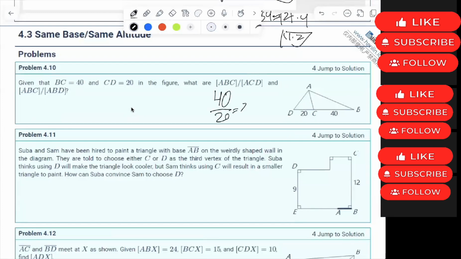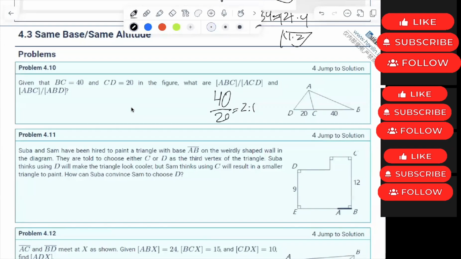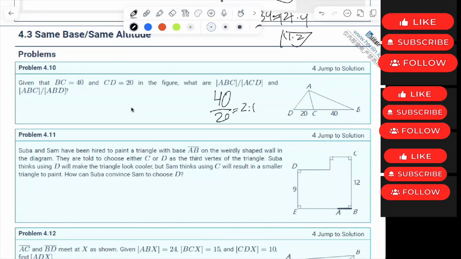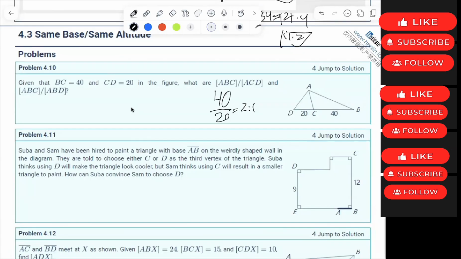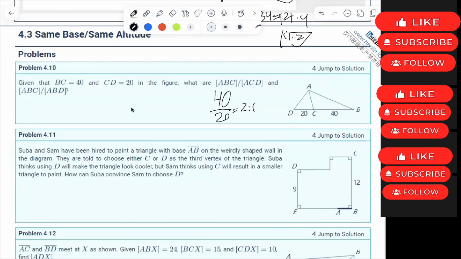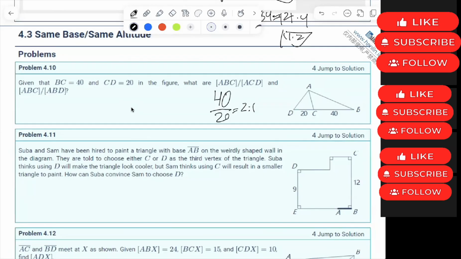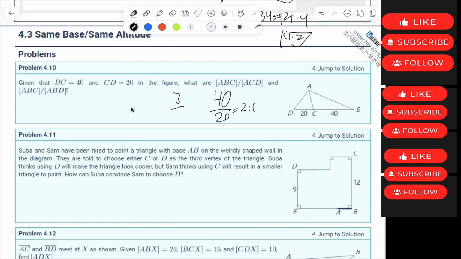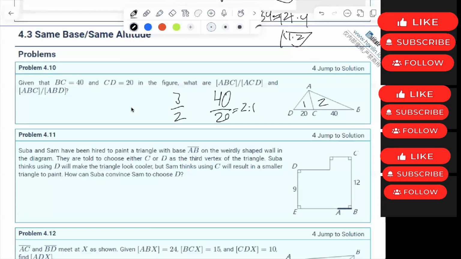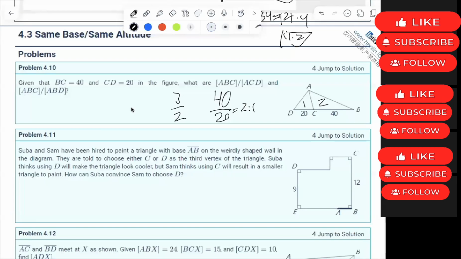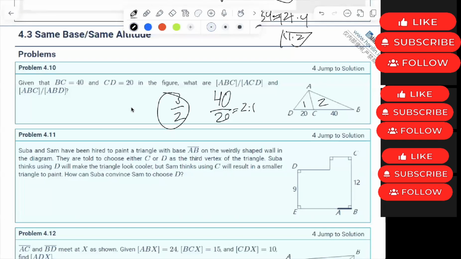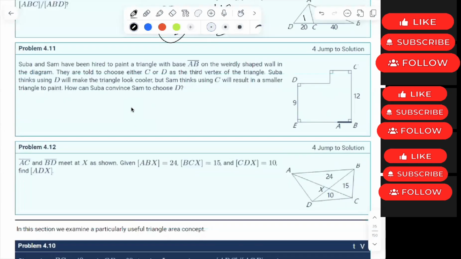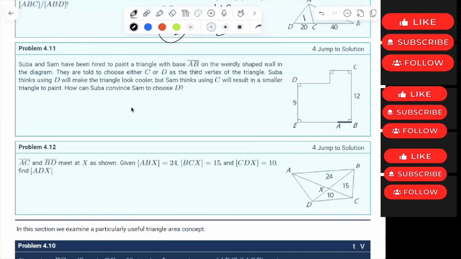20 or 2 to 1. Now ABC to ABD, well, since ABC is 2 times the area of ABCD, then the total area is just 3 times ACD, or 3 halves of ABC. Since this is 1, this is 2, means the entire area is just 3, and 3 divided by 2 is just 3 halves.